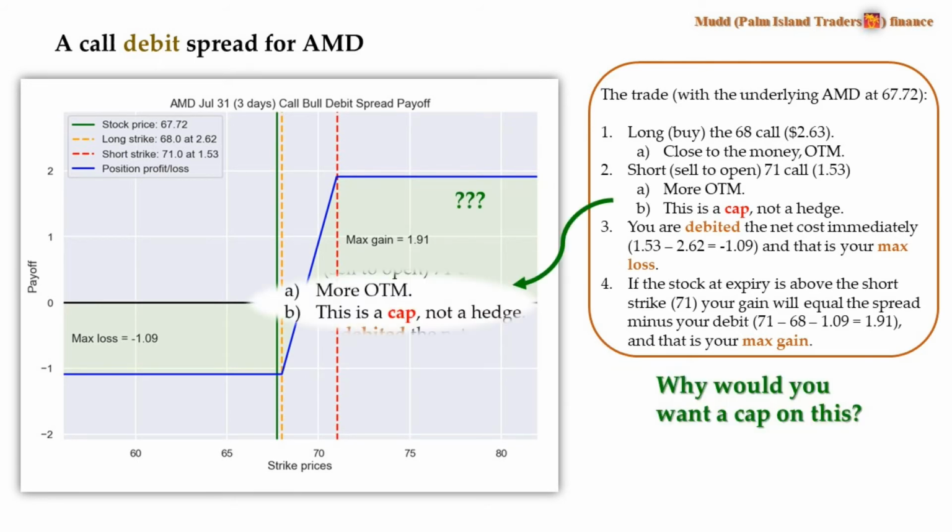But again, we ask the question, especially with the call spread, especially with the performance we've seen of AMD all year long, why would you want a cap on this? It clearly is lowering the price of getting into this option trade, but the price of getting into this option trade wasn't all that great if just looking at the long side. It's only $263 per contract, and almost anyone could afford that.